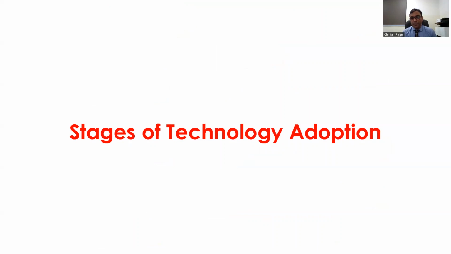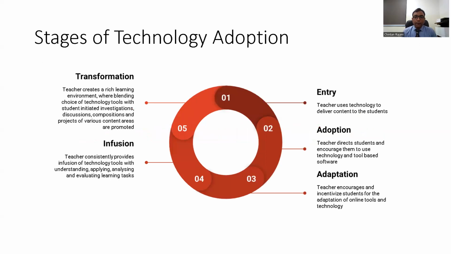Stages of technology adoption. Friends, when we think and show our readiness that we want to adopt technology in our day-to-day process or in our regular teaching and learning practices, I want to emphasize various stages through which this technology adoption can happen. First stage is the entry stage, where the teacher uses technology to deliver the content to the students, maybe in the form of presentation, maybe using some online platforms, maybe communicating through emails. So this can be considered as the entry stage or the first stage of technology adoption. The teachers are willing to use technology to deliver the content to the students.